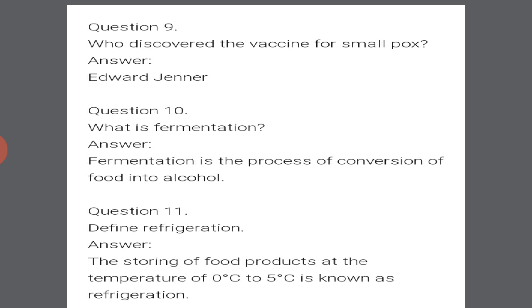What is fermentation? Fermentation is the process of conversion of sugar by yeast into alcohol, beer, wine. That is called fermentation. Next is: define refrigeration. The storing of food products at a temperature of 0 degrees Celsius to 5 degrees Celsius is known as refrigeration.